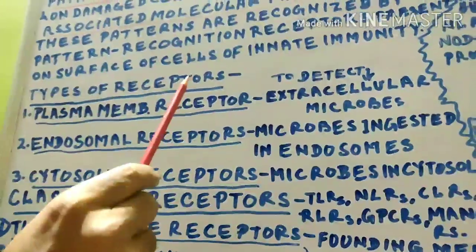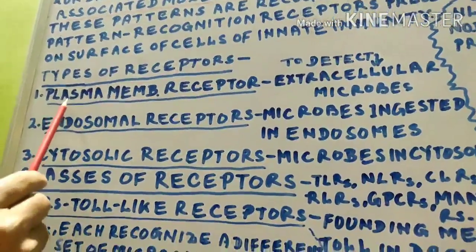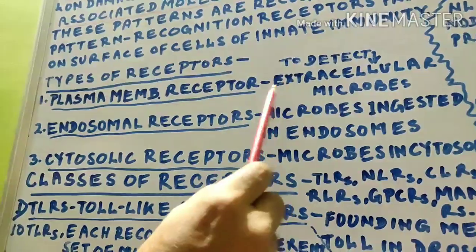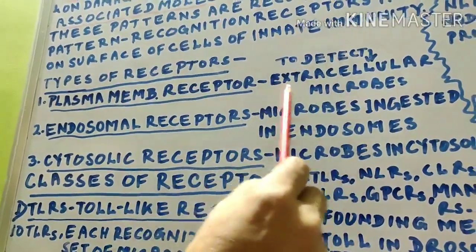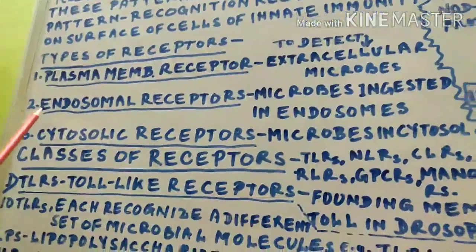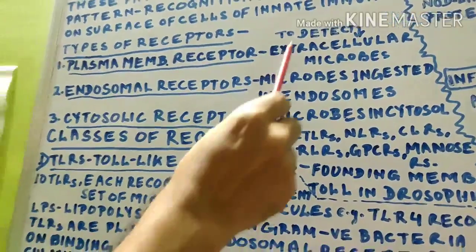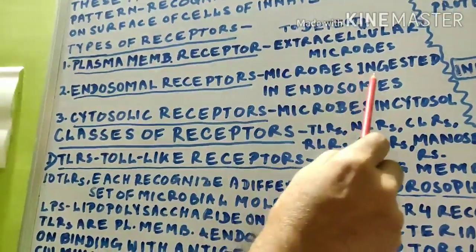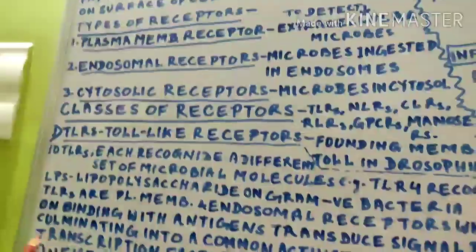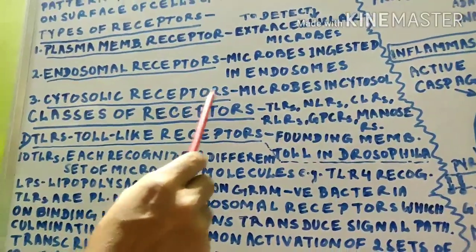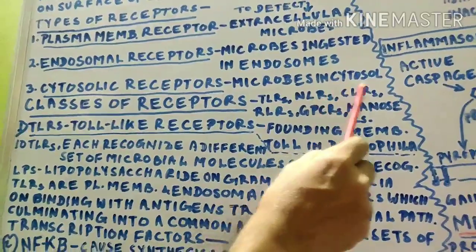Now we shall see what the types of receptors are. Number one, the plasma membrane receptor, which detects extracellular microbes. The next type is the endosomal receptor, which detects microbes ingested in endosomes, about which you have been taught earlier. And the third one is the cytosolic receptor, which detects microbes in the cytosol.